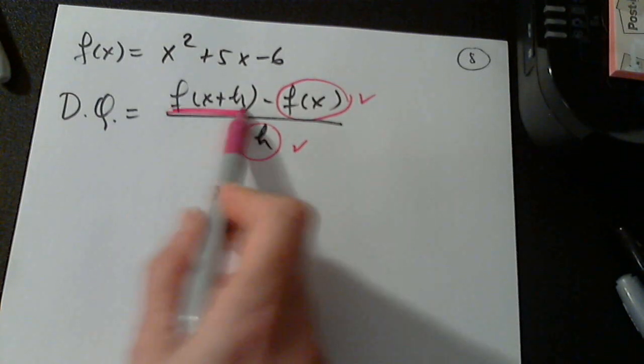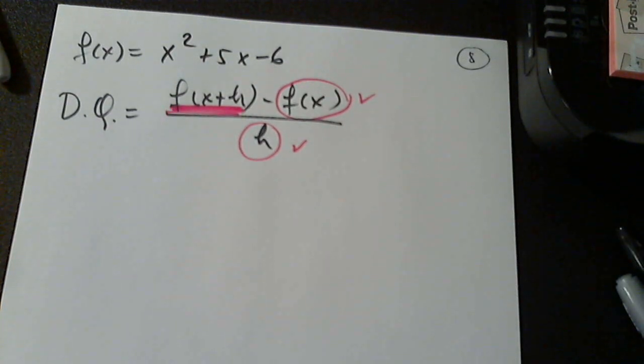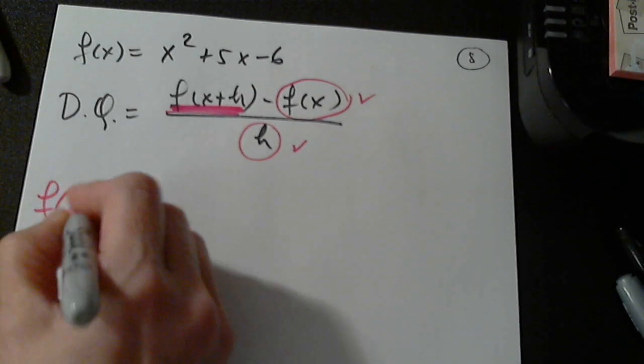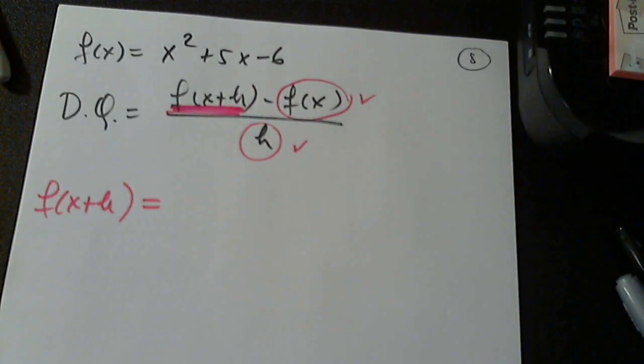In this case, we only have to work on f of x plus h. Can anyone, looking at the function that we just came up with, give us f of x plus h? Do not distribute, do not do anything, just give it to us in the raw form, and then we will work on it together.